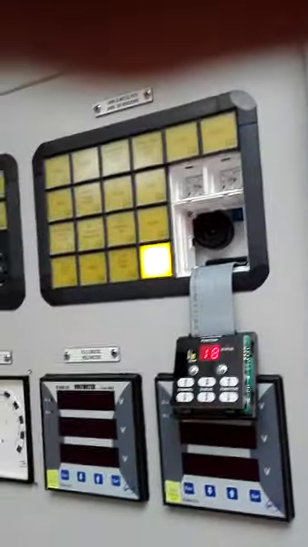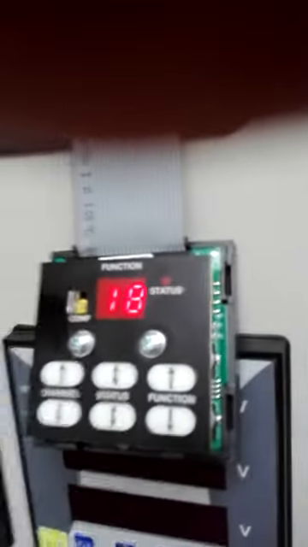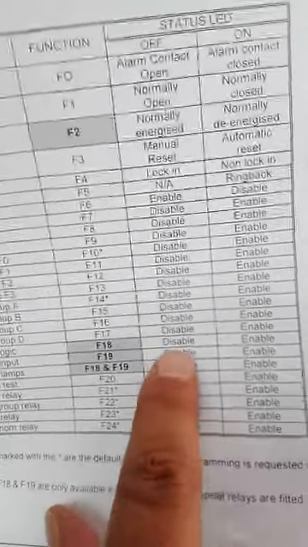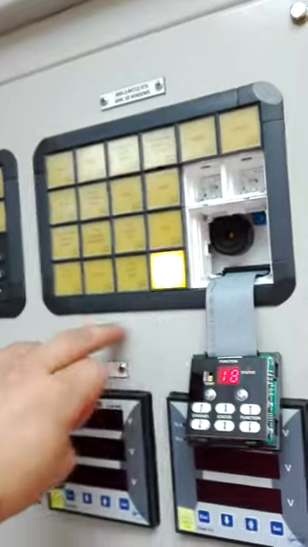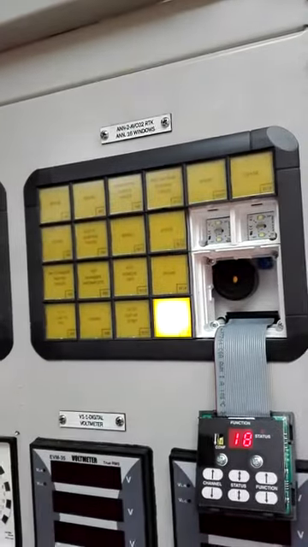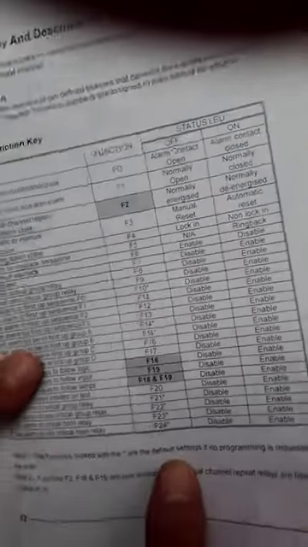Now you can see here, we are in function F18. As I explained, we need this disabled, meaning the LED status should be off for our requirement in this AVC panel. We need to disable. These are already disabled, all the 16 windows are disabled. You can see here, none glows. So this portion is also finished, then move to F19.